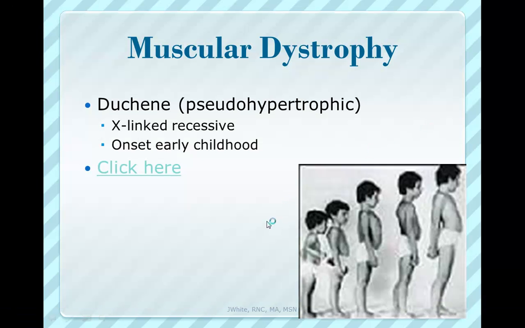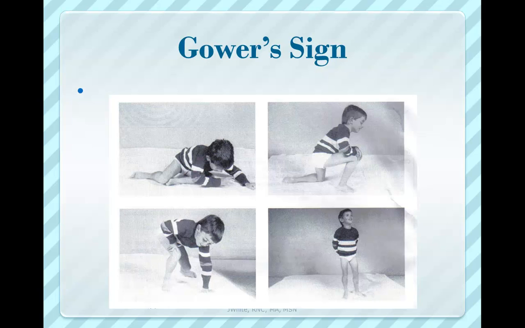Okay, so you get an idea of what it's like to be a child with muscular dystrophy. One of the classic symptoms of muscular dystrophy is Gower sign, and Gower sign refers to the way that the child arises from the floor. Because of the lack of strength in the lower extremities and the whole vertebrae, they actually climb up their body. They use their body to push themselves up, and that's called Gower sign.